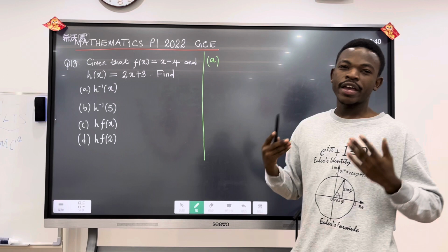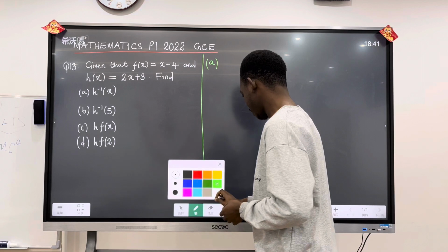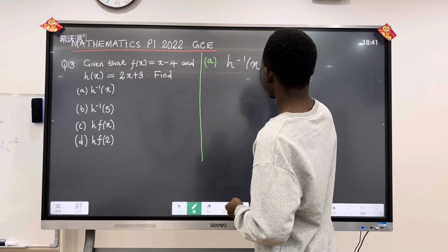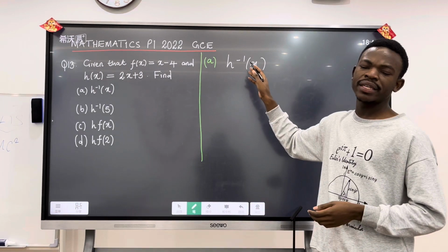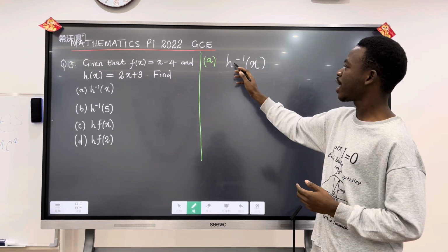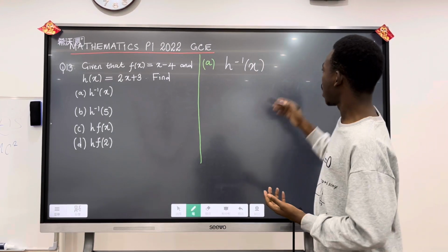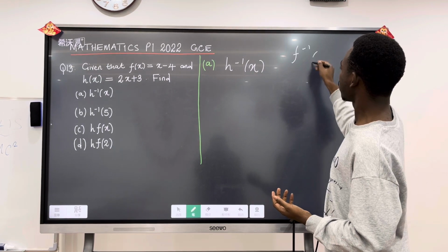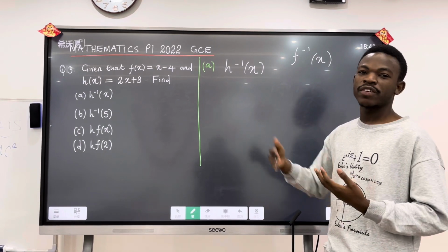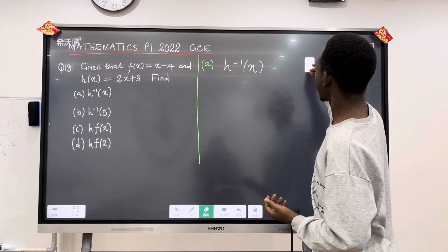Part A says h inverse of x. We want to find h inverse of x. Once you see something like this, we mean the inverse of a function. If I'm talking about the inverse of function h, I will say h inverse of x. If I want you to find the inverse of f of x, I will say f inverse of x, that is the inverse of the function f. If I want you to find the inverse of function g, it will be g inverse of x, and so on and so forth. So how do we find the inverse of a function?